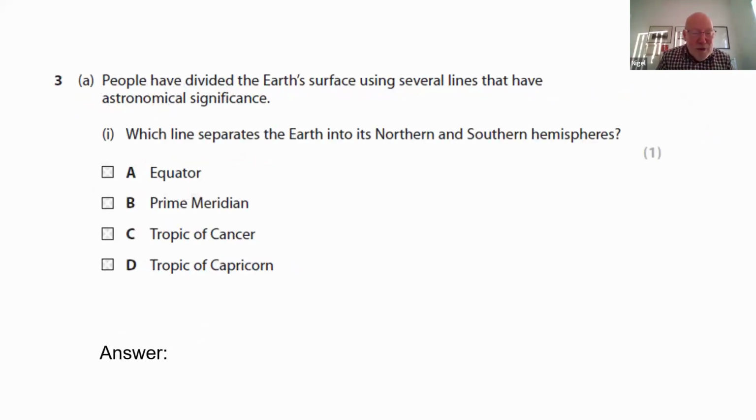If you could pause for dramatic effect, Alastair, that would be brilliant. Thank you. No, this is an easy one. This is quite straightforward and a bit too trivial. People have divided the Earth's surface using several lines that have astronomical significance. Which line separates the Earth into its northern and southern hemispheres? It has to be the equator, doesn't it? Just double check. Not the prime meridian, that's the vertical longitude. It's not the tropics, either of them. I'm going for A, and there it is.